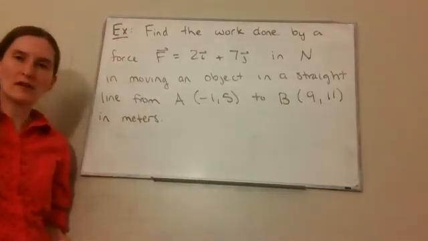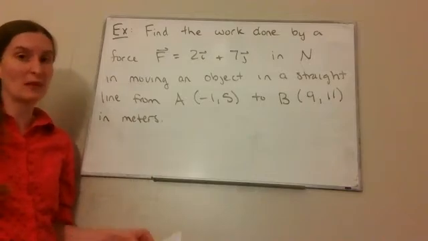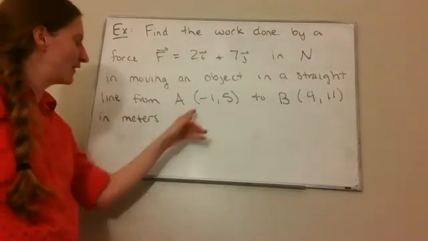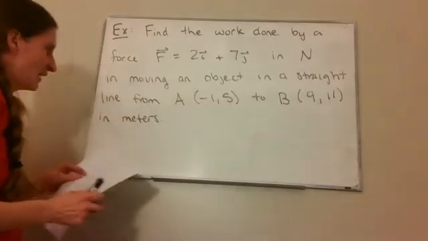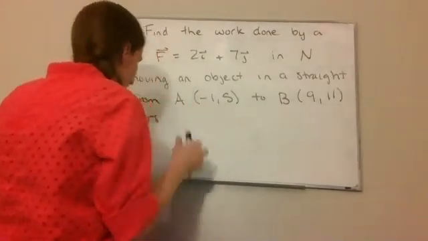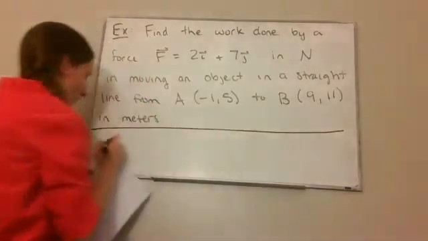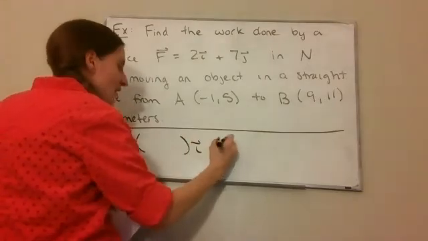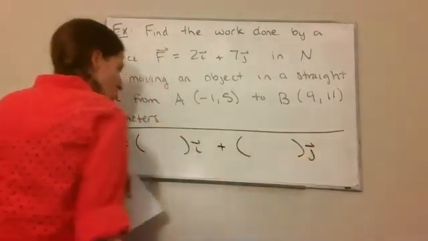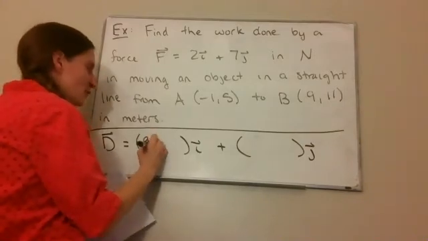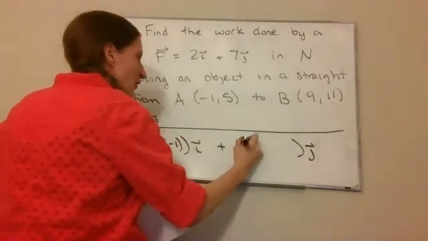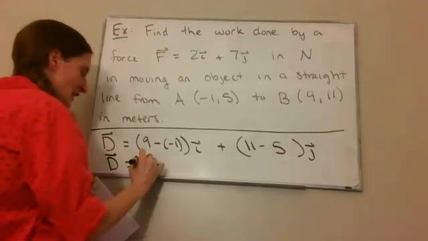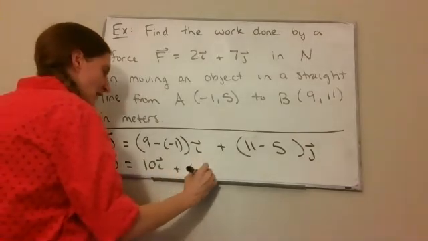So I know that work is going to be the dot product of my force vector and my displacement vector. And I have my force vector right here. To find the displacement, I just need to find the distance between my A and my B and write that as a vector. So my displacement vector, I'm going to have my horizontal change times i plus my vertical change times j. My horizontal change is the difference between 9 and -1, and my vertical change is the difference between 11 and 5. So my displacement vector D is 10i plus 6j.